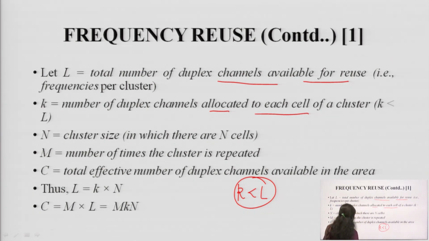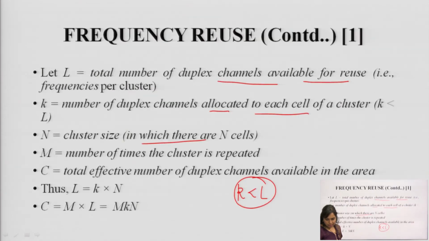Then N is the cluster size, in which there are N number of cells. N number of cells means how many cells are there in a cluster. Like in the previous slide I told that there is a 3 cell cluster, which means N is equal to 3, a 7 cell cluster means N is equal to 7; it depends on the values of i and j that you will consider. Then M means the number of times that particular cluster is repeated.